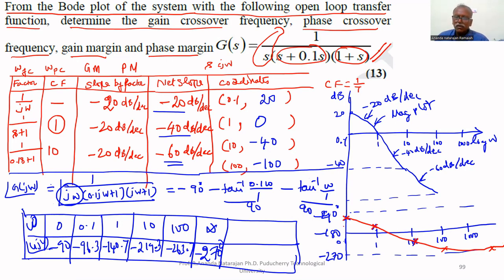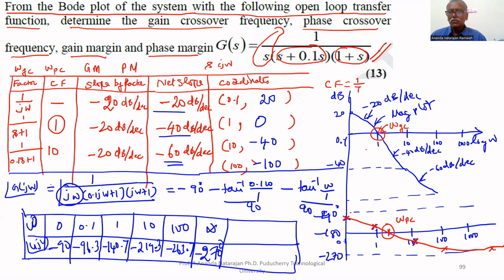Now, the frequency at which the phase crosses 180 degrees, and the frequency at which the gain crosses 0 dB. This is called omega GC. Gain crossing 0 is called the gain crossover frequency. Phase crossing 180 is called the phase crossover frequency.